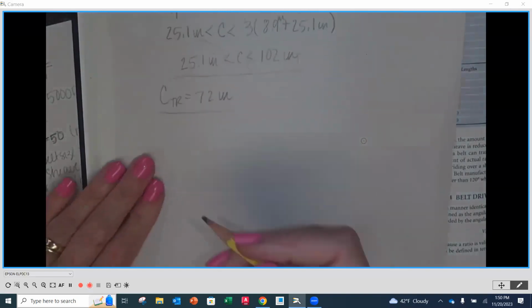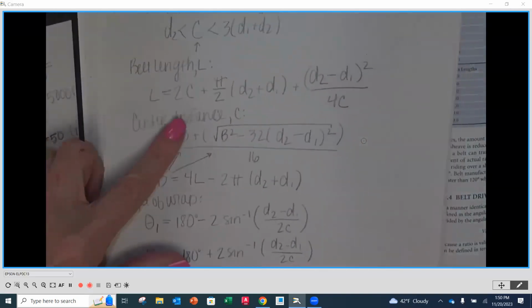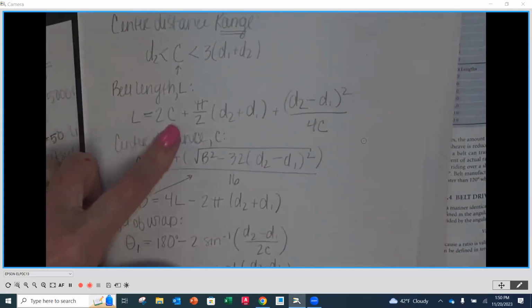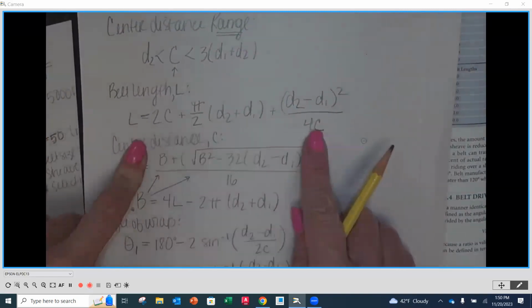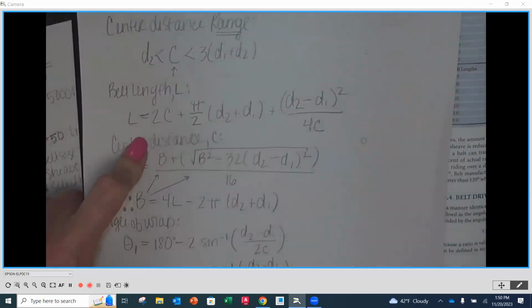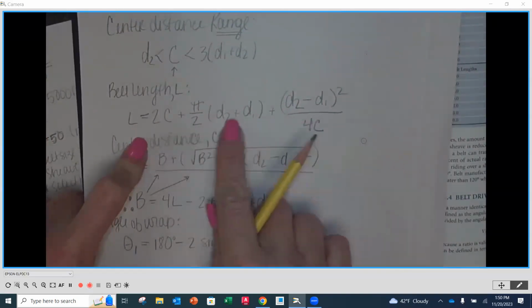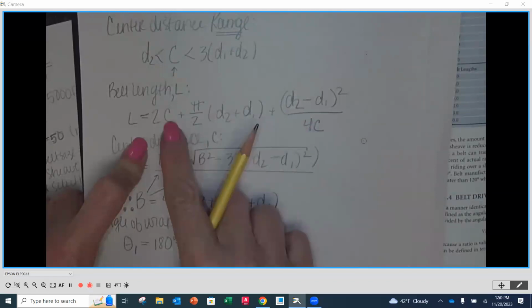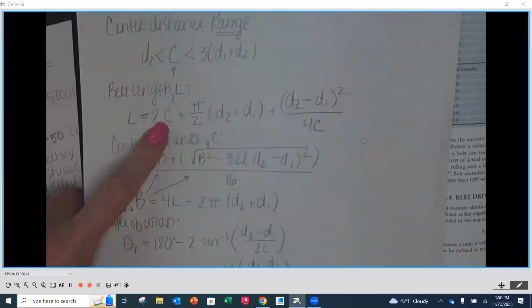Now we're going to use that number to find the length of our belts. We're going to use that center distance in here and find the length of the belt first, but then we have to compare to our chart to see what's the closest one. So go ahead and plug your C trial in and your D1s and your D2s to calculate for the length of your belt.